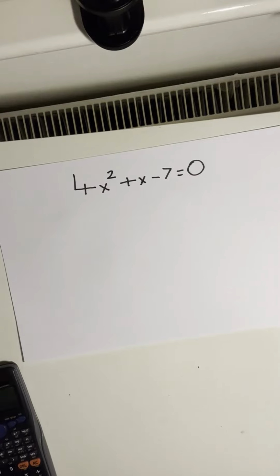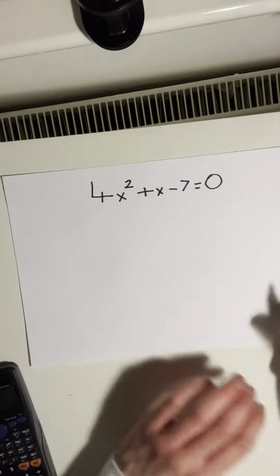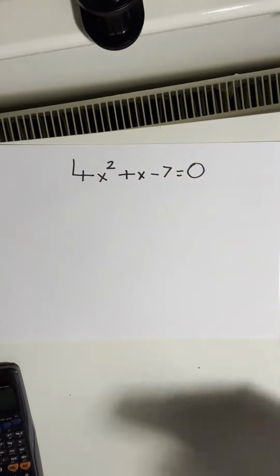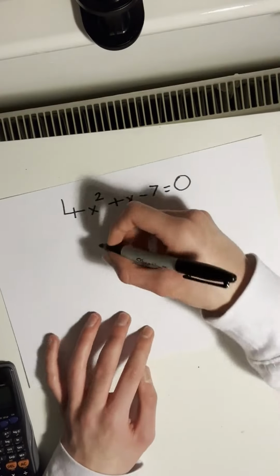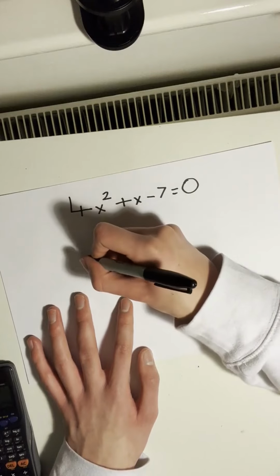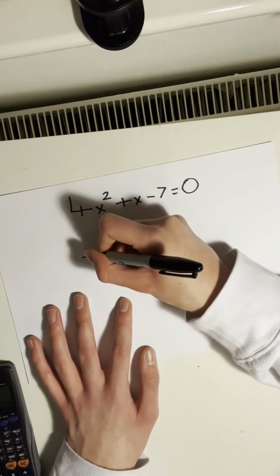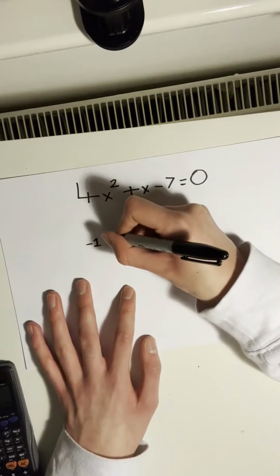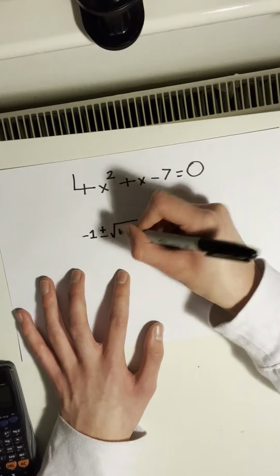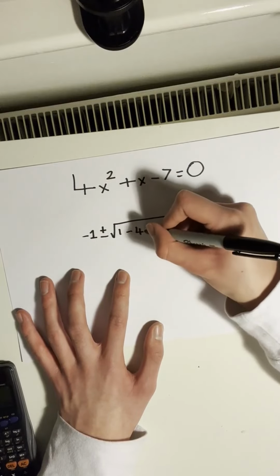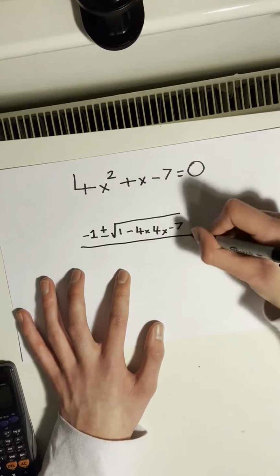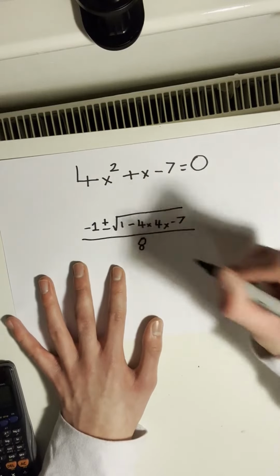You better have paused it, because we're going through the solution now. So I'm not even going to bother writing out the quadratic formula now. We'll plug this into the quadratic formula. So negative b, which would just be minus 1, plus or minus the square root of 1 squared, so just 1, minus 4 times 4 times minus 7, all over 2 times a, which would be 8.